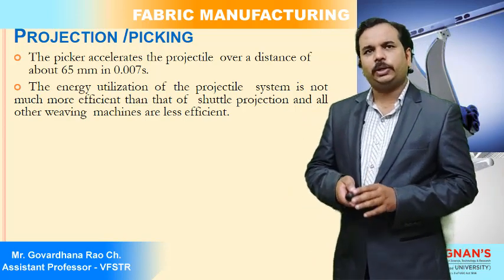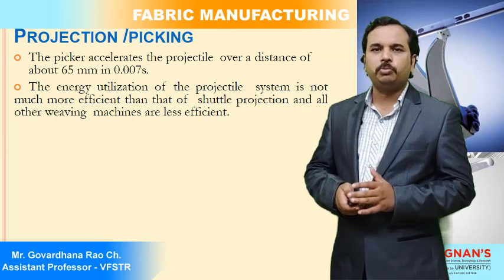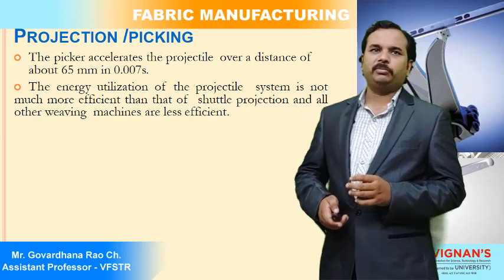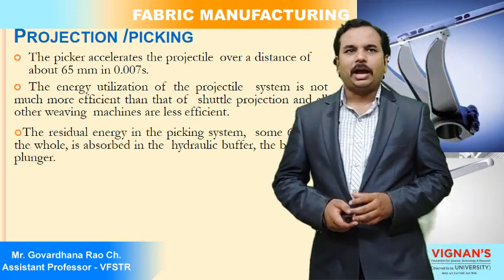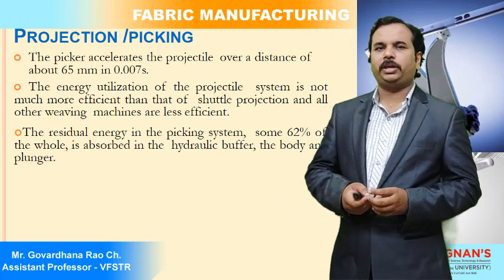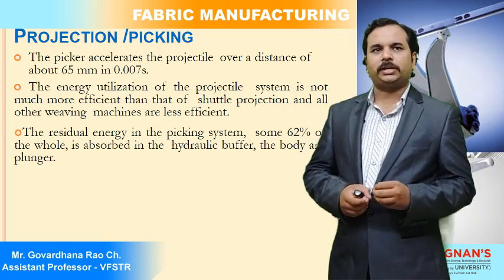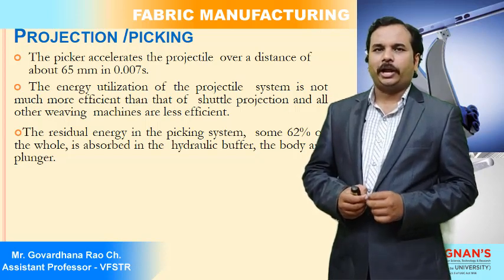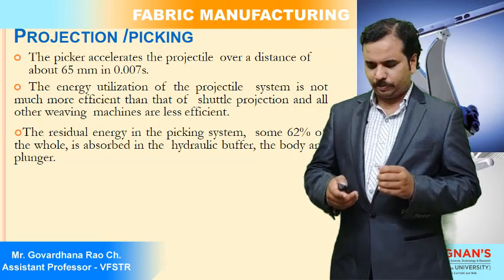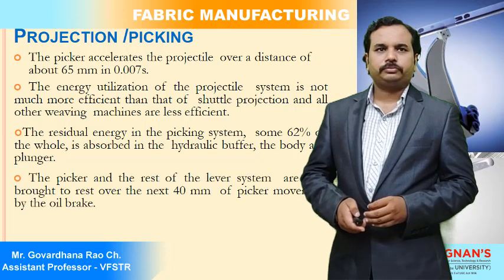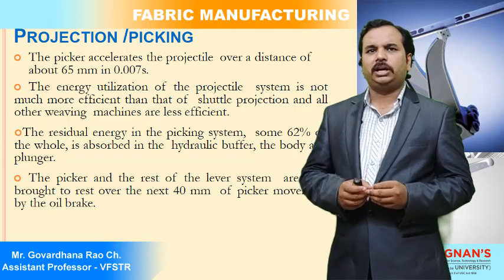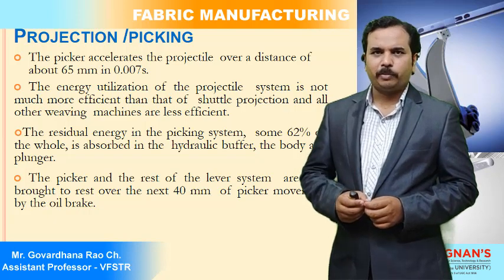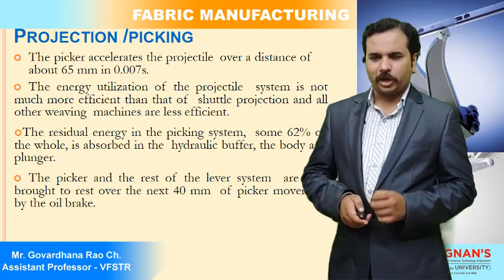The energy utilization of the projectile system is not much more efficient than that of the shuttle projection, and all other weaving machines are less efficient. Of the residual energy of the picking system, some 62% of the whole is absorbed in the hydraulic buffer, the body and the plunger. The picker and the rest of the lever systems are then brought to rest over the next 40 mm of picker movement by the oil brake.